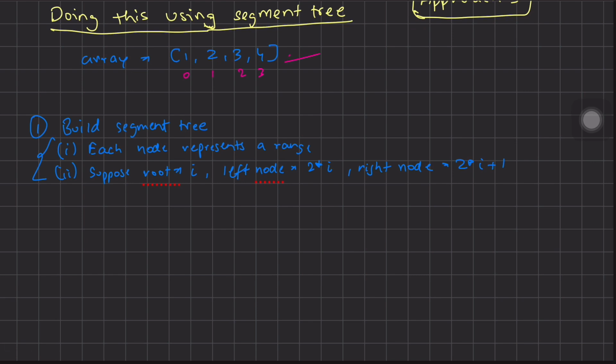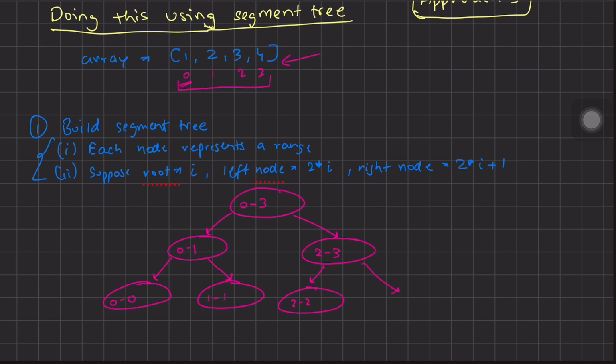I'm going to show you how to construct the segment tree for this. First, I will take a root, and the root will represent elements from 0 to 3. Now the left will represent half of this node's range, which is from index 0 to 1, and the right will have the other half, which is 2 to 3. Similarly for these nodes, till we reach the leaves where we have only one index: this will be 0 0, here 1 1, this will be 2 2, and this will be 3 3.